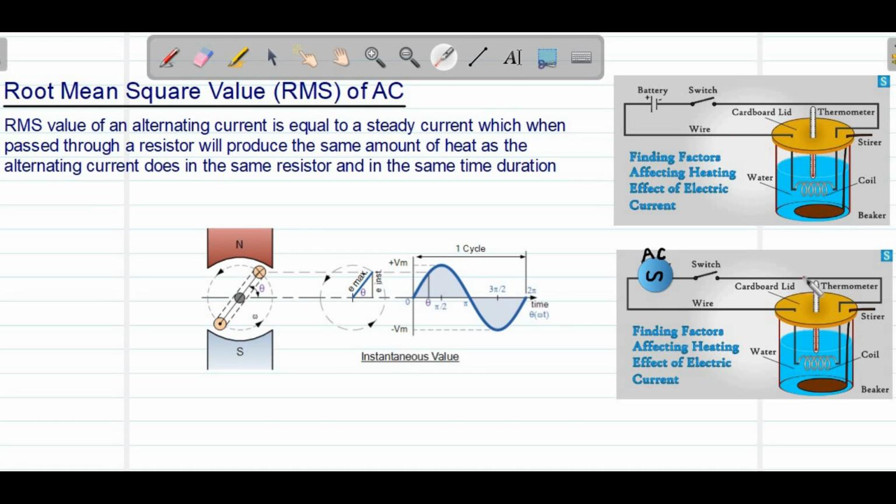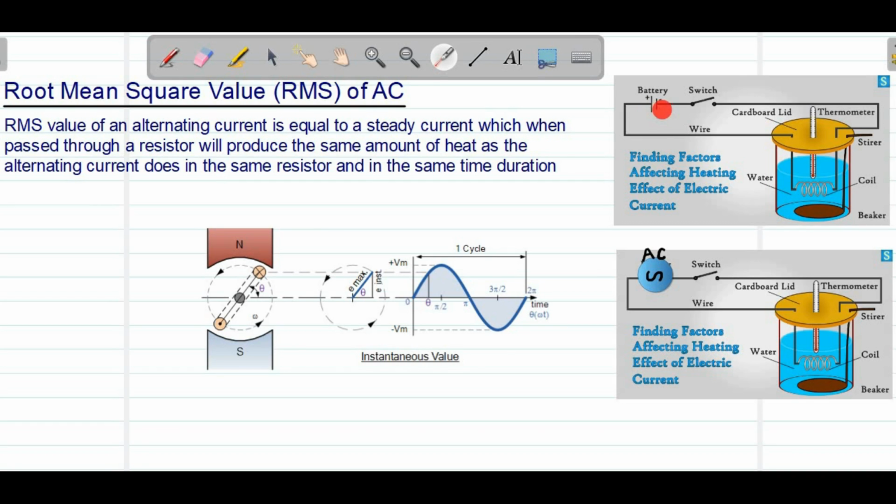It is the same setup of experiment, the only difference is that here it is a DC source, and here it is an AC source. Suppose in this DC circuit we adjust the value of current, and at a particular value of DC current we get the same heat energy as produced in the AC circuit. The same heat energy is produced during the same time duration, in the same amount of water, with the same type of coils, everything the same, only the source is different. Here the source is an AC generator, here the source is a DC battery.